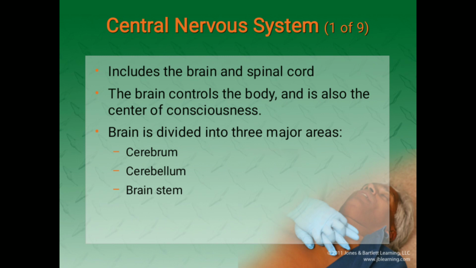In actuality, the central nervous system includes the brain and the spinal cord. The brain controls the body and is also the center of consciousness. When your brain works properly, you are said to be mature enough to make your own decisions and are not considered immature. The brain is divided into three major areas: cerebrum, cerebellum, and brainstem. These are the three major areas we are going to look at.